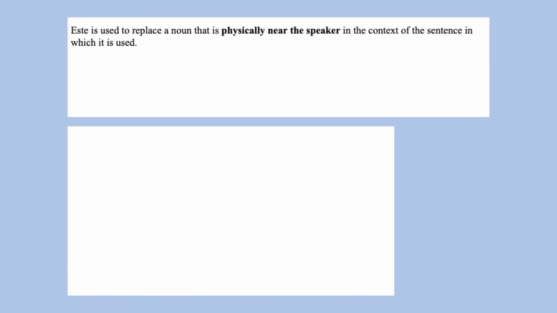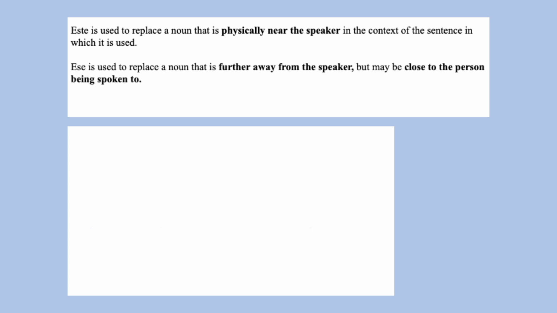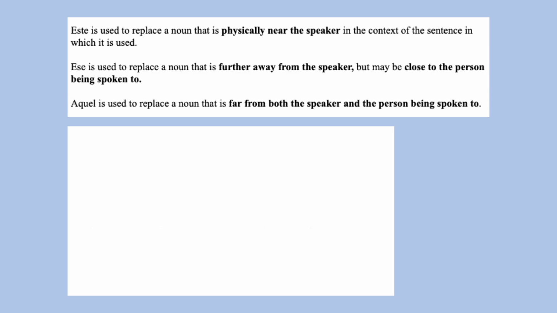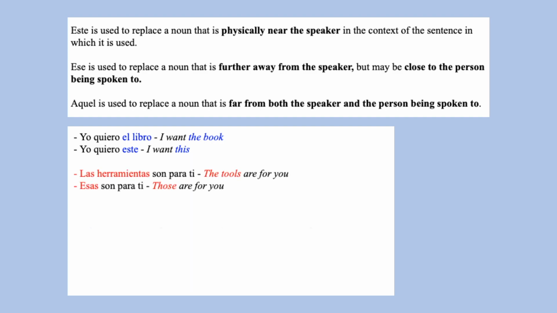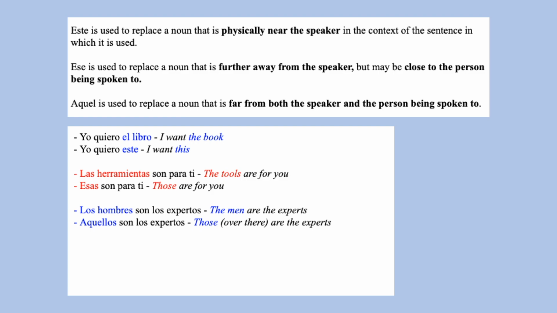Este replaces a noun that is physically near the speaker. Ese replaces a noun that is further away from the speaker, but it may be close to the one being spoken to. Aquel replaces a noun that is far from both the speaker and the one being spoken to. Yo quiero el libro. Yo quiero este. Las herramientas son para ti. Esas son para ti. Los hombres son los expertos. Aquellos son los expertos.